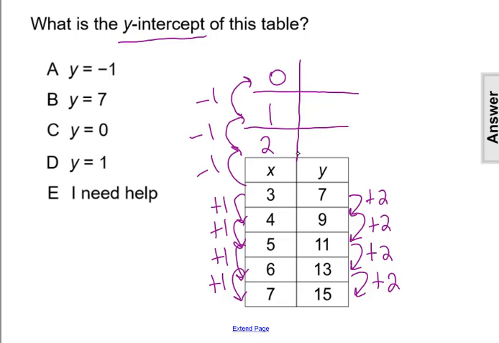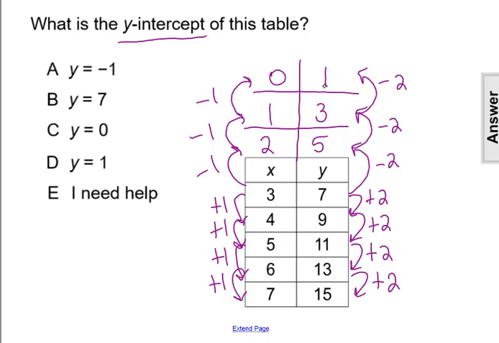But now we have to mimic and move backwards with the change and the difference in the y values. So instead of adding 2, I'm going to subtract 2 from 7 to give me 5. I'm then going to subtract 2 again from 5 to give me 3. And then I'm going to finally subtract 2 one more time from 3 to give me a value of 1.